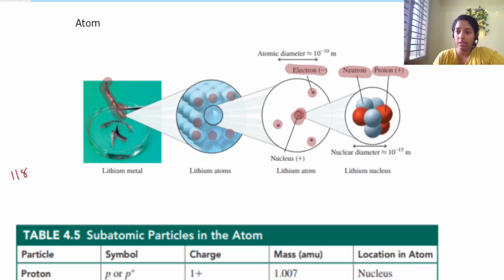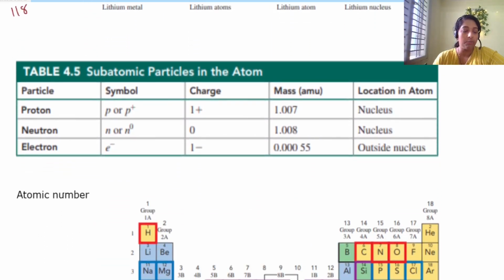Let's see what the specialities of these particles are. First one is the proton. You can symbolize it as p or p+. Why p positive? Because the charge is 1 positive. A neutron is chargeless, it's neutral, so 0 is the charge. You can represent it as n or n0. The next one is the electron. As you know, it's a negatively charged species, e negative.